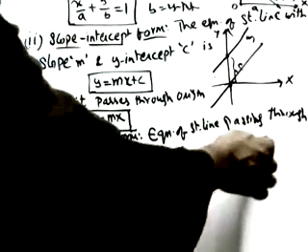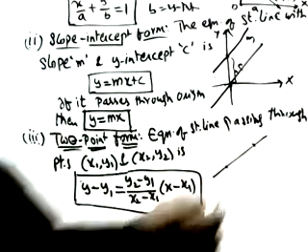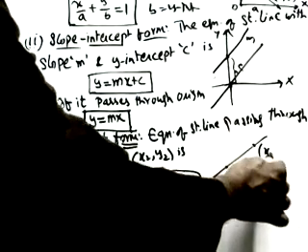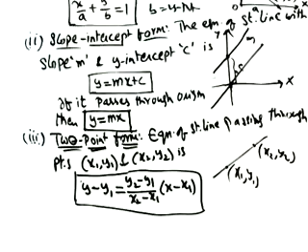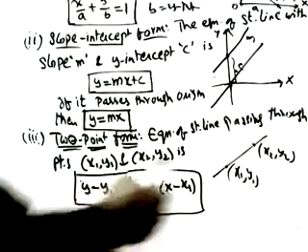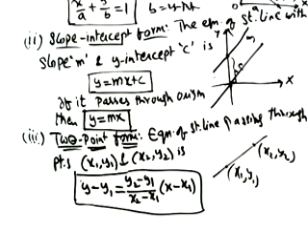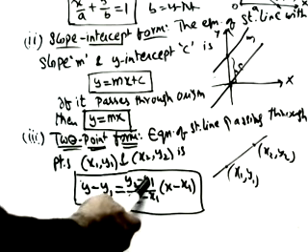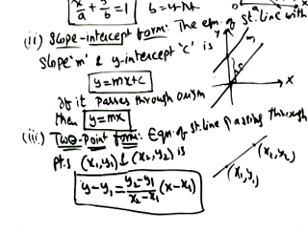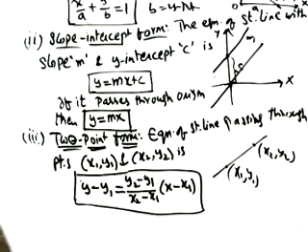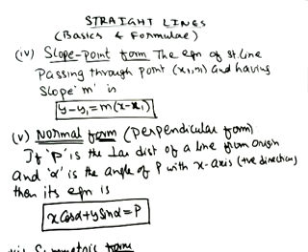Now next formula, 2-point form. Whenever 2 points of a line are given, we have to use the 2-point form of the straight line. x1 comma y1, x2 comma y2. So the equation of the straight line passing through the 2 points is y minus y1 equals y2 minus y1 by x2 minus x1 into x minus x1. Whenever we have the 2 points, we can use this formula to find the equation of the straight line.